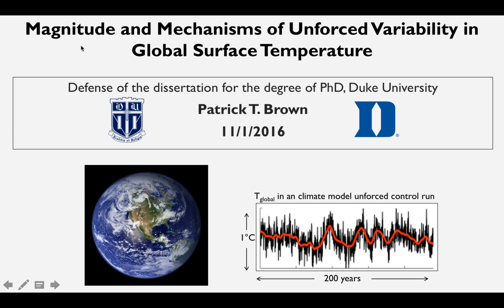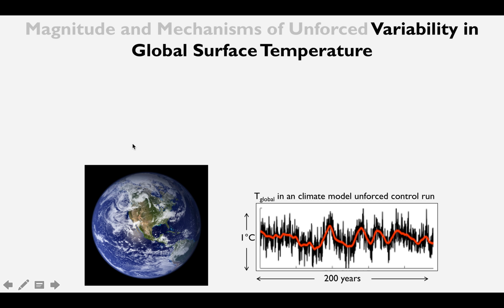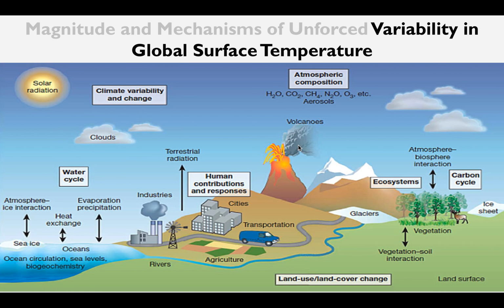So the title of this dissertation is Magnitude and Mechanisms of Unforced Variability in Global Surface Temperature. Throughout this presentation, I'm going to be talking about global mean surface air temperature, so air temperature about 2 meters above the Earth's surface. And I'm going to be focusing on variability at the interdecadal timescale. Here's a time series of 200 years, and highlighted in red would be variability at the interdecadal timescale.